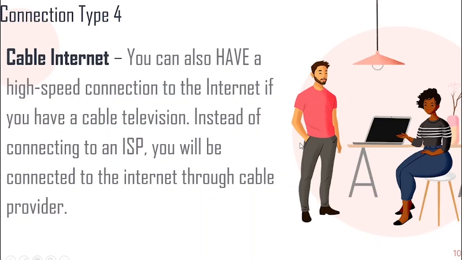Okay, so the last one is connection type 4, which is the cable internet. You can also have a high-speed connection to the internet if you have a cable television. Instead of connecting to an ISP, you will be connected to the internet through a cable provider. Ganito yung gamit namin sa bahay. Meron kaming cable TV na nakakapanood kami ng iba't ibang network, and also meron pang internet na mabilis. Ang gamit namin is Lipa cable.